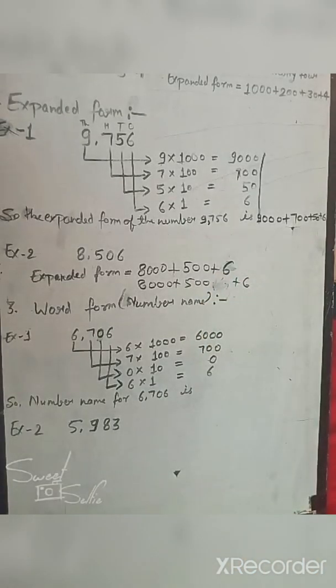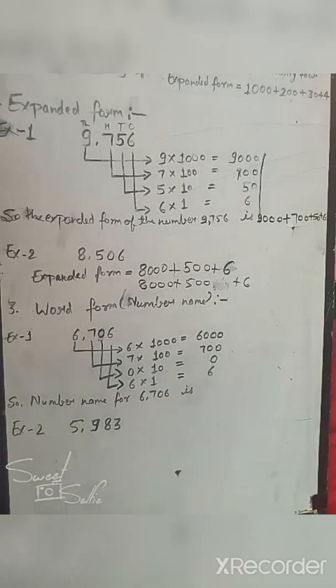Number third, word form. Word form is also known as number name. Now we will see how we can write any number in word form. We can write it according to the place value, or we can write it as we read the number. As we read any number, we only have to write it in word form.